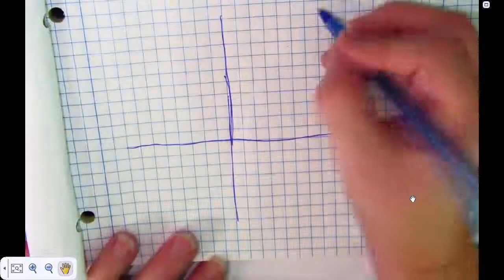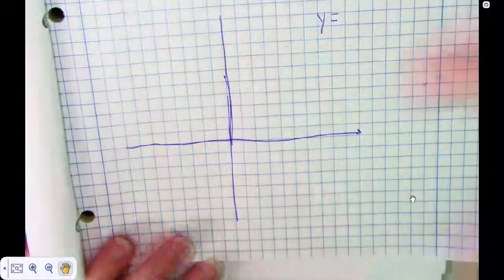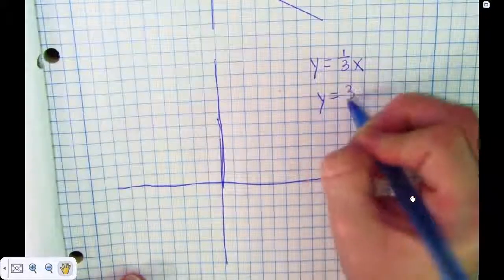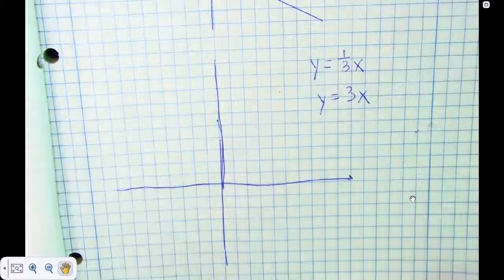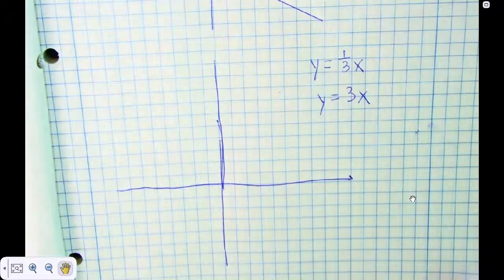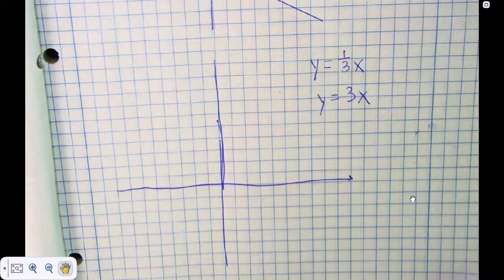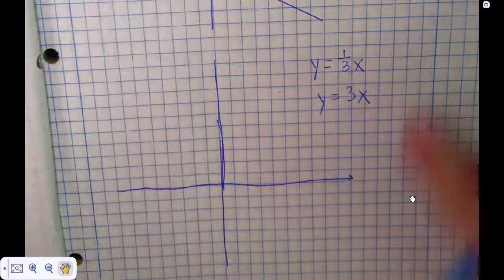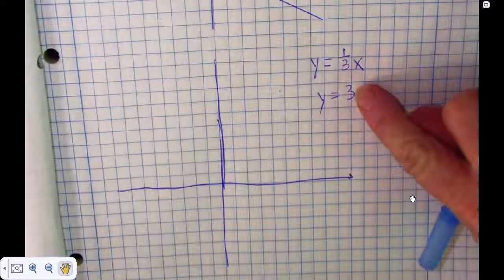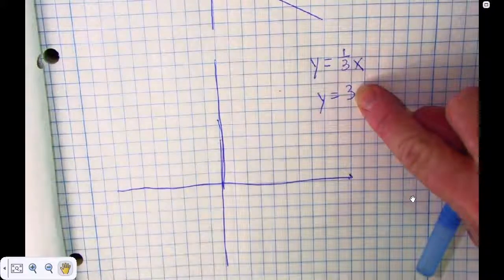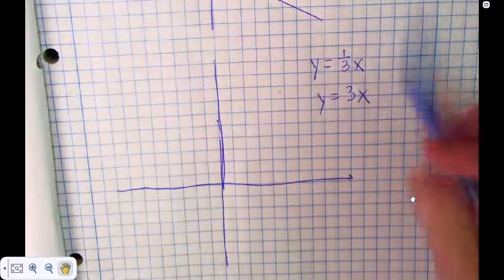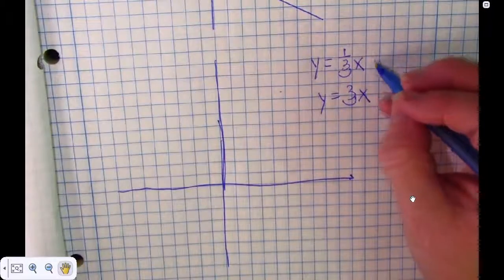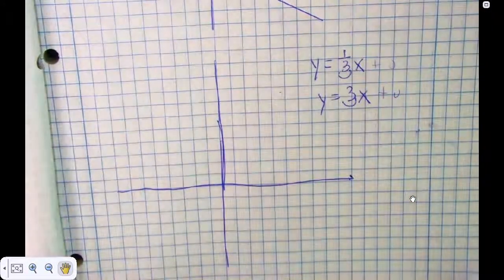Okay, here's another one. y equals 1/3 x and y equals 3x. What's the y-intercept? 0. Guys, it has an x. It's not y equals 3, which would make a horizontal line. It's y equals 3x. So that's the slope, but the y-intercept is 0 on both of them, isn't it?